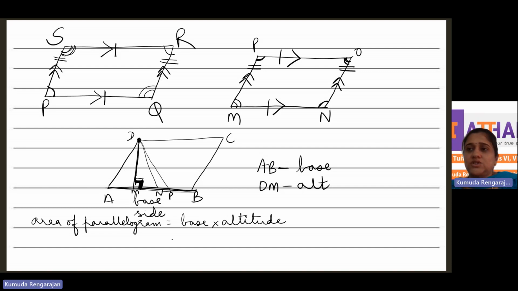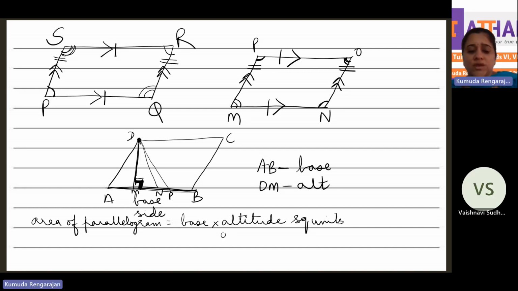So in short, this is the corresponding altitude. So base into corresponding altitude, square units. In short, you can also write it as base into height. Altitude is also height, the height of the parallelogram. So base into height, square units. Base into height, square units. All right.